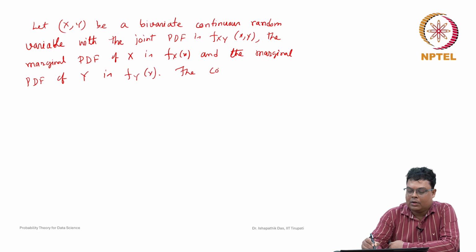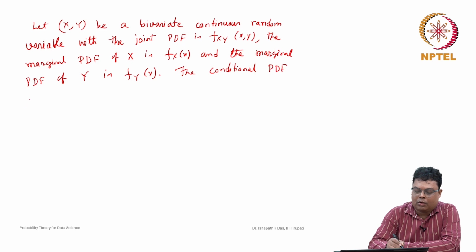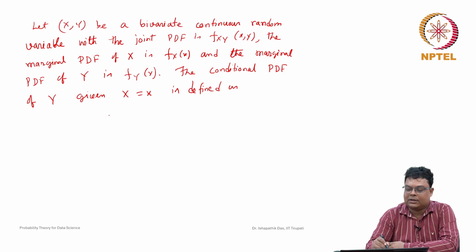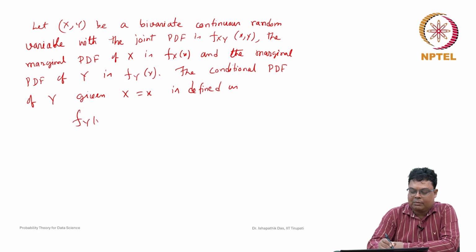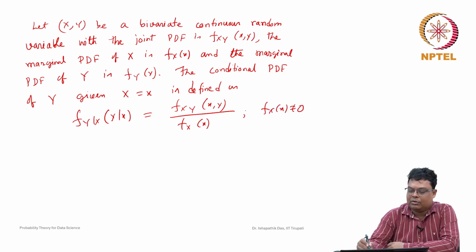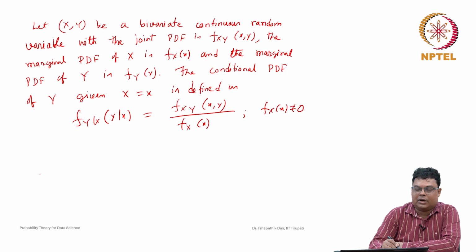The conditional probability density function of y given x equal to x is defined as, you can remember that already we have discussed, f of y given x, for particular values of x. This is the joint probability density function f of x y divided by the marginal probability density function f of x, provided f of x is not equal to 0. So all those x only we can compute while f of x is not equal to 0.